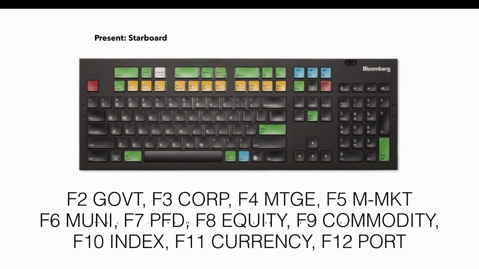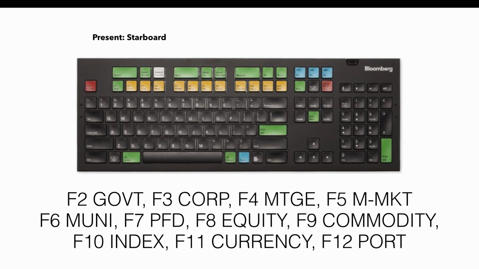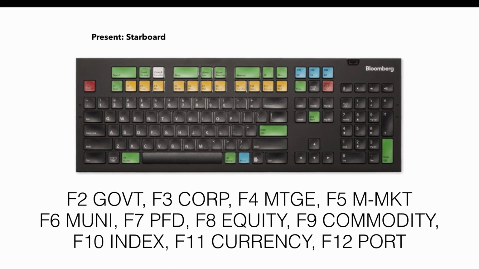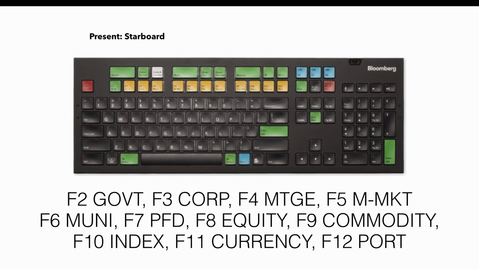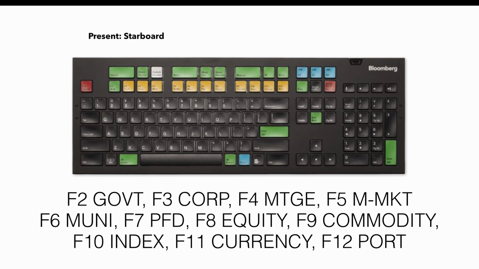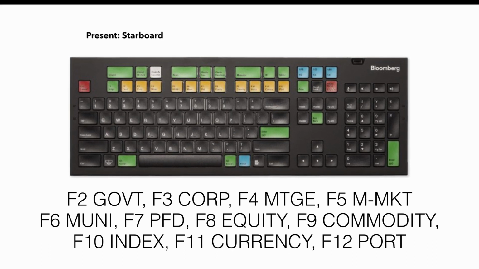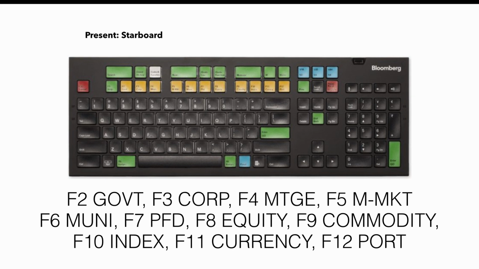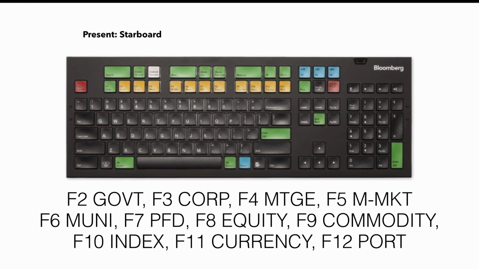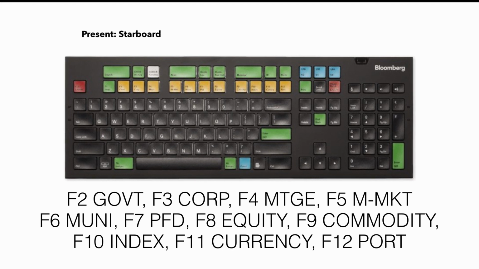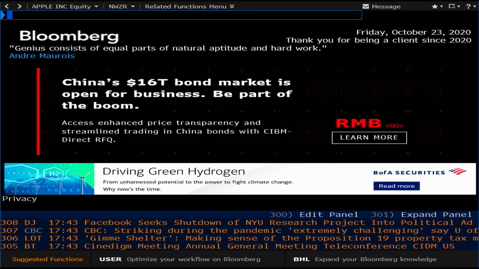F2 is for government bonds and securities. F3 is for corporate bonds. F4 is for mortgage securities. F5 is for the money market. F6 is for municipal bonds. F7 is for preferred shares. F8 is for equities. F9 is for commodities. F10 is for indexes. F11 is for currencies. And F12 is for your portfolio and risk management.